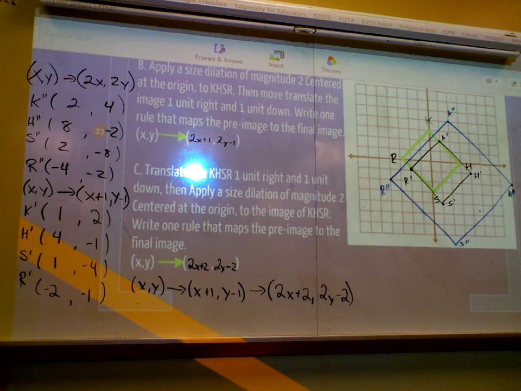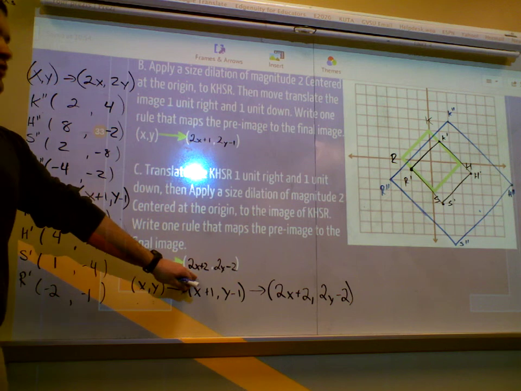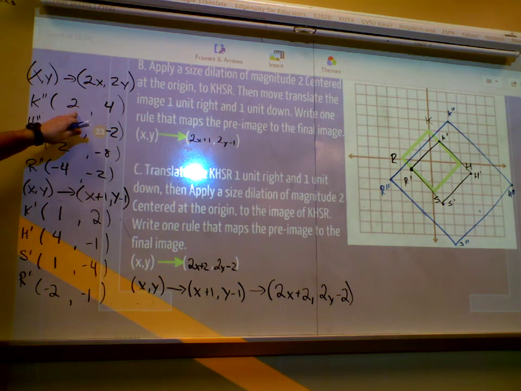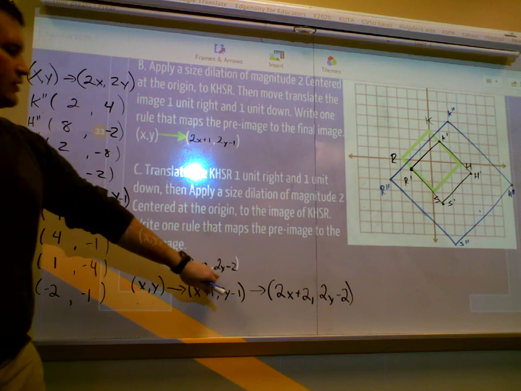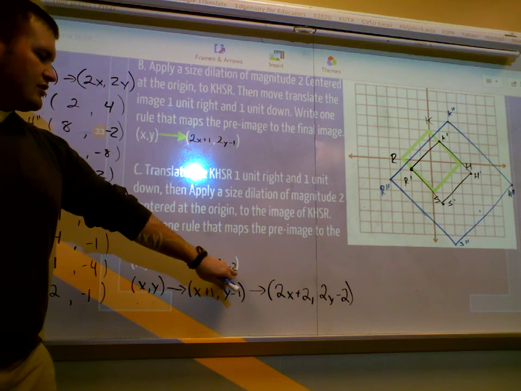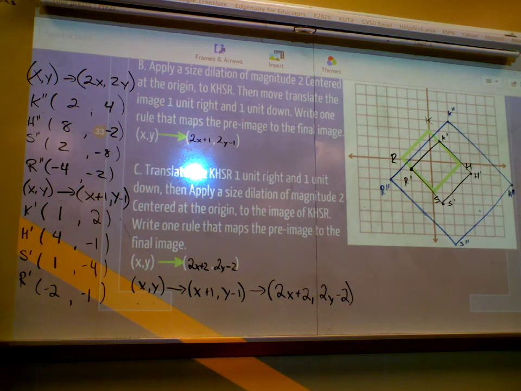And we can check to make sure. The original K was at 0, 3. 2 times 0 is 0, plus 2 is 2. 3 times 2 is 6, minus 2 is 4. So we are correct. Does that make sense? Guys, does that make sense?